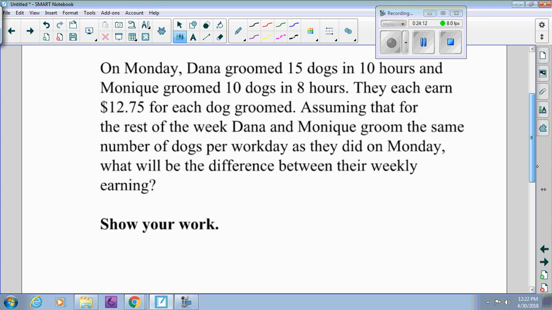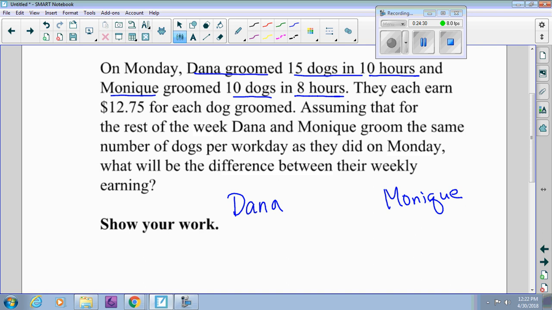It says on Monday, Dana groomed 15 dogs in 10 hours. I have to set up Dana, Monique. So Dana groomed 15 dogs, 10 hours. And Monique groomed 10 dogs, 8 hours. It says they each earned $12.75 for each dog groomed. And it says assuming that the rest of the week they groom the same number of dogs per workday as they did on Monday. So we're just scaling up that ratio that they gave us until we get to a 40-hour work week. What will be their differences in their weekly earnings?